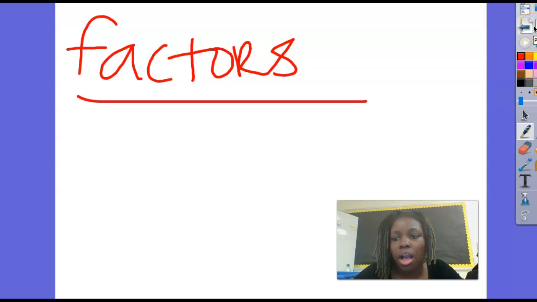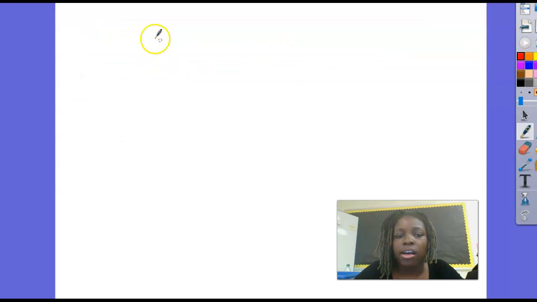But today we're going to talk about using factors in a way that creates a rainbow. You guys know what a rainbow is, right? So we're going to create factors and line them up in a way that creates a rainbow. What we're going to do is try to find all the factors of, let's find all the factors of 12.